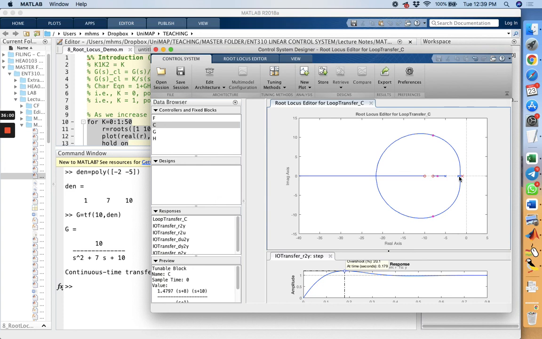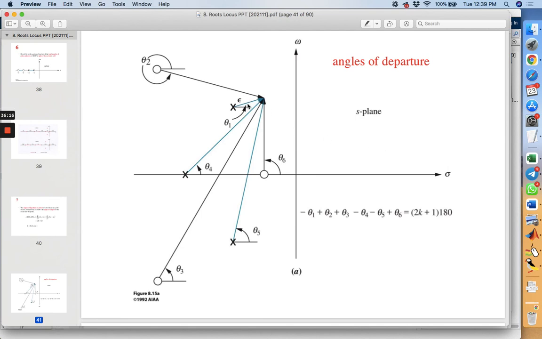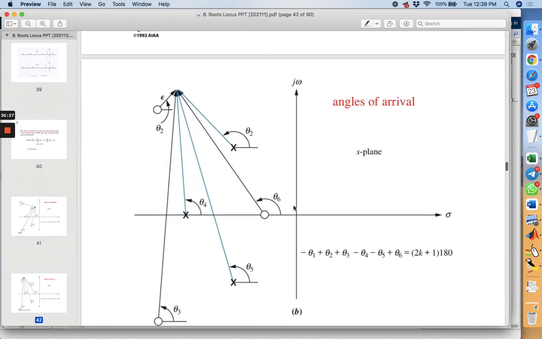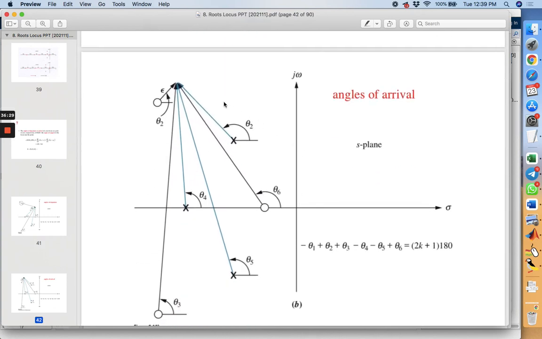Departure is always from the poles, right? Always from the poles. Especially when we have complex poles, it departs from these locations. So this is the angle of departure. And when we say the angle of arrival, it is the angle at which it goes to the zeros. So this is the angle of arrival.